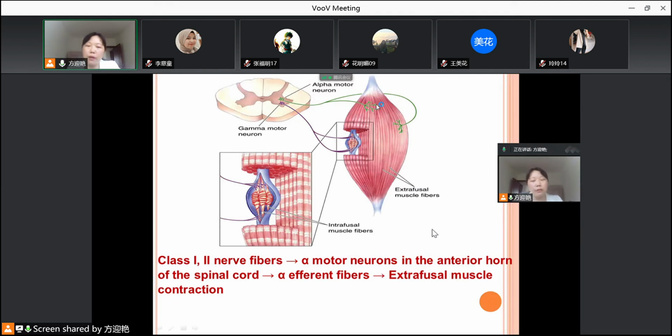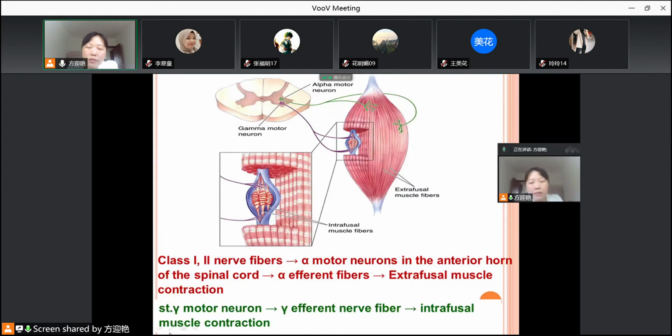So here we found that the muscle contracting leads to the afferent nerve fibers 1 and 2 sending the information to our alpha motor neuron, and then the efferent fibers control the actual muscles contracting, which leads to the stretch reflex happening. And here there is also the gamma motor neuron.